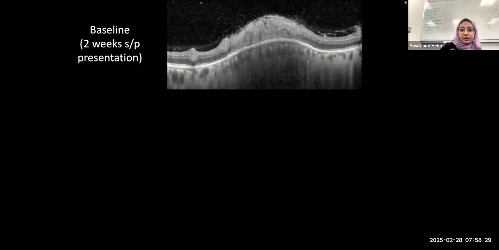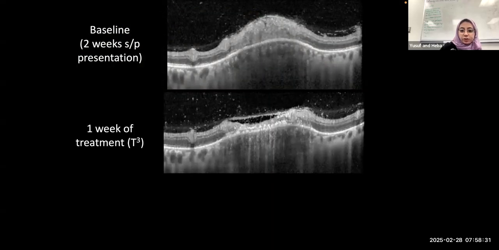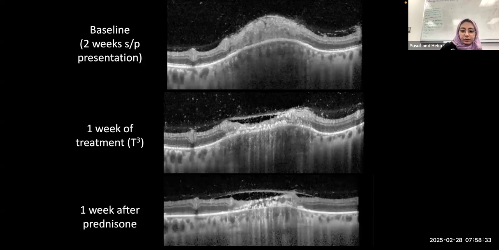So again, this is baseline. This is after the triple therapy, and this is after the steroids. So it really flattened out there, and then the resolution of the vasculitis.